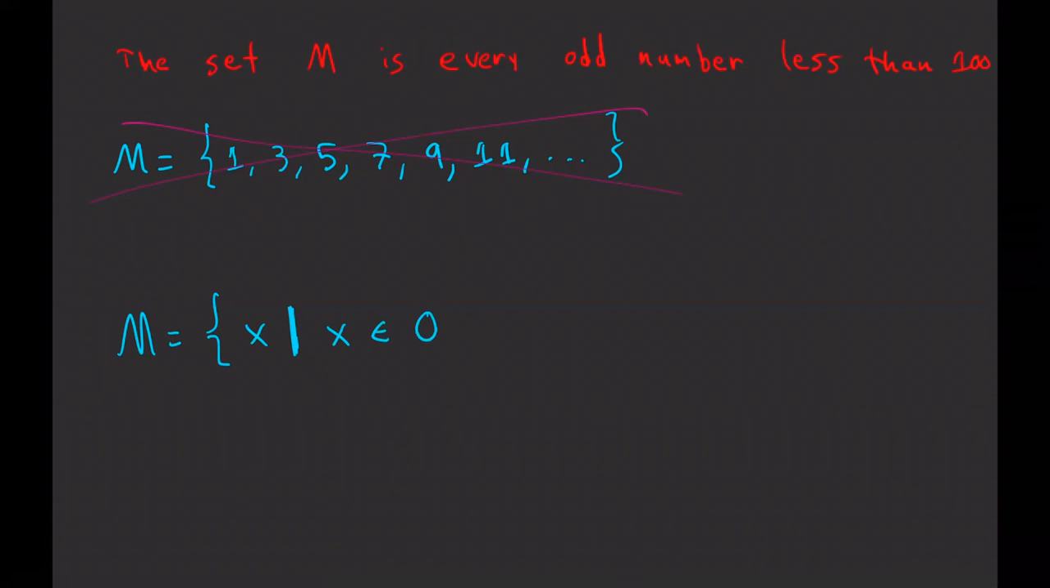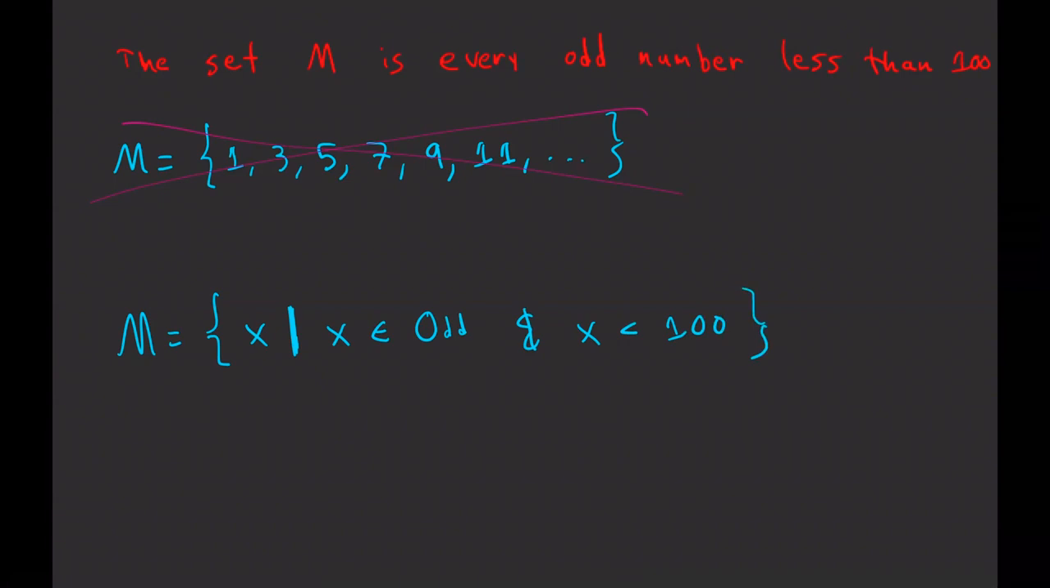Remember, we use that O. Let's just say odd. I use that symbol O before, but I don't want to confuse it with a 0, so I'll just write odd. X is an element of the odd natural numbers, and X is less than 100. And finish off with those braces.